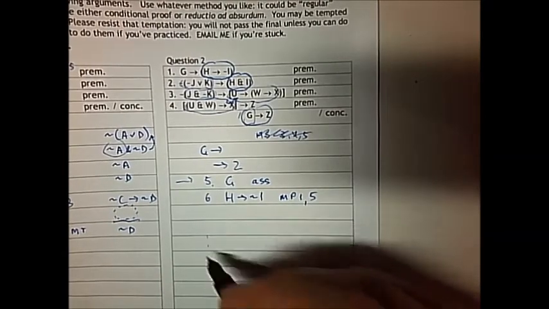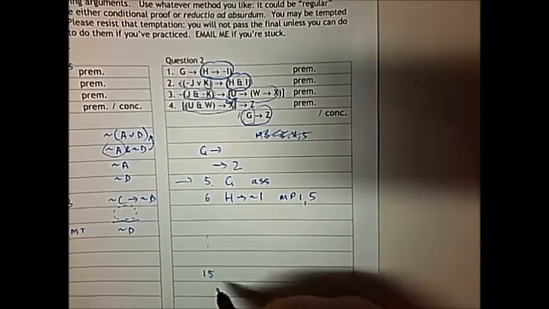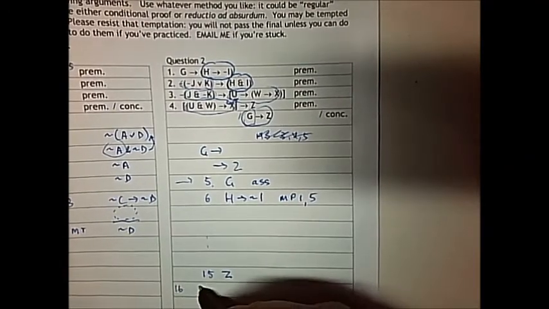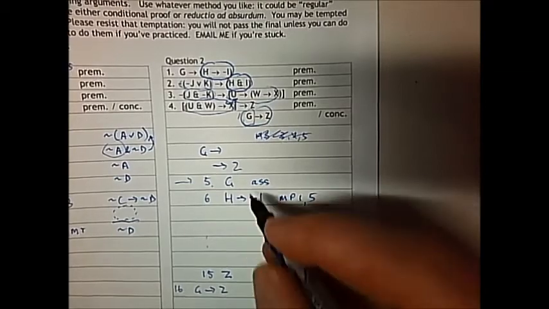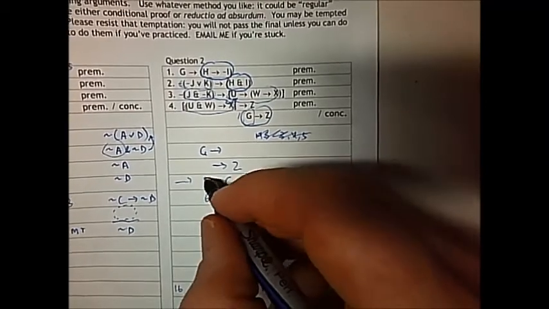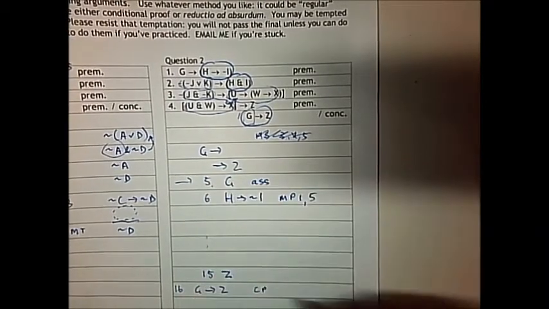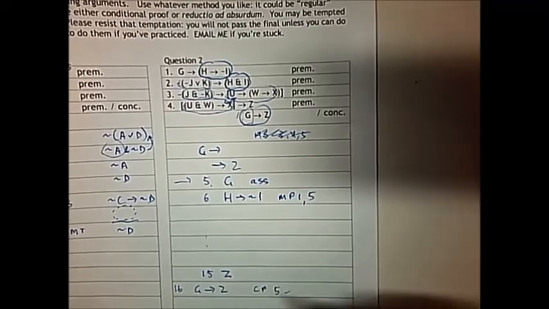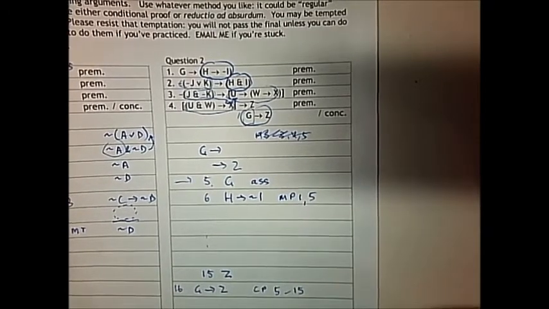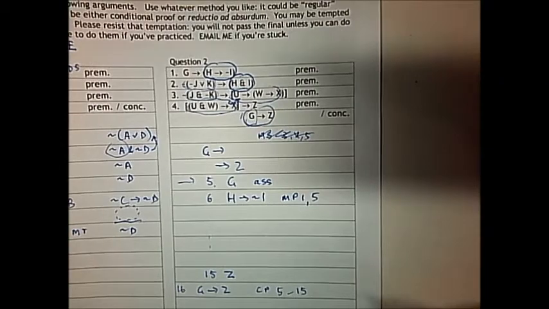And then make sure that your last indented line, say on line 15, is Z, and then you go back to the real world and you proved if G, then Z by conditional proof. First, the line with G on it, which is 5, through the line with Z on it, which is 15. That would be another way to do that.